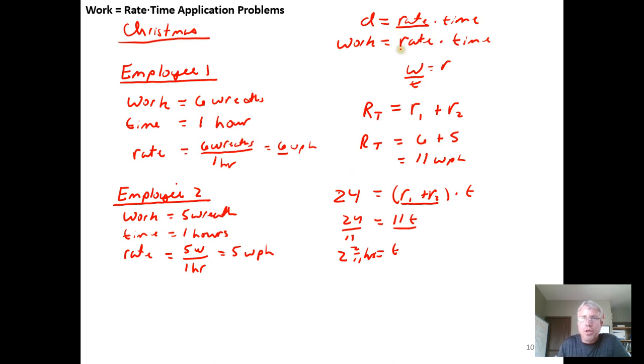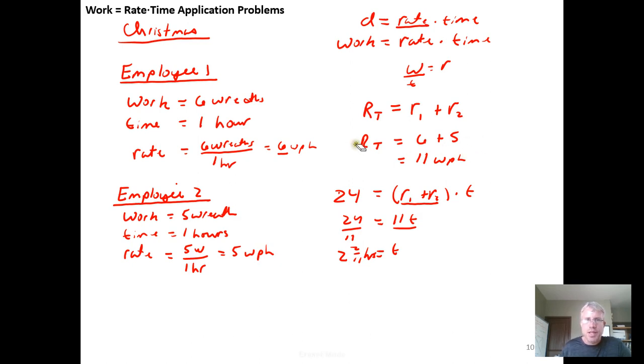And then set up a work equals rate times time situation. The other way to do this is to recognize that we have work divided by time, which is a rate, and we know that the rate together equals the sum of the rates. There would be another way to kind of go about this.